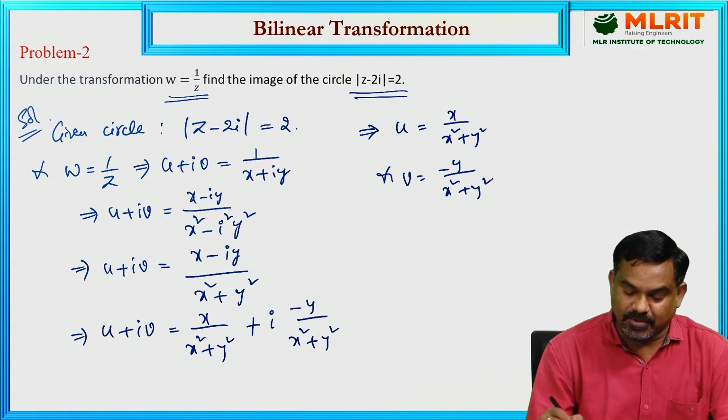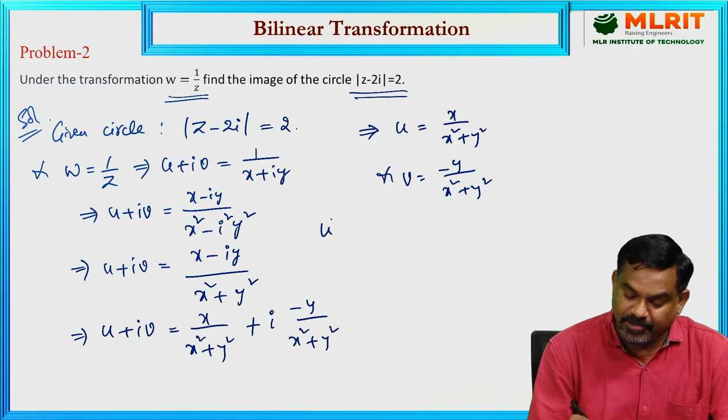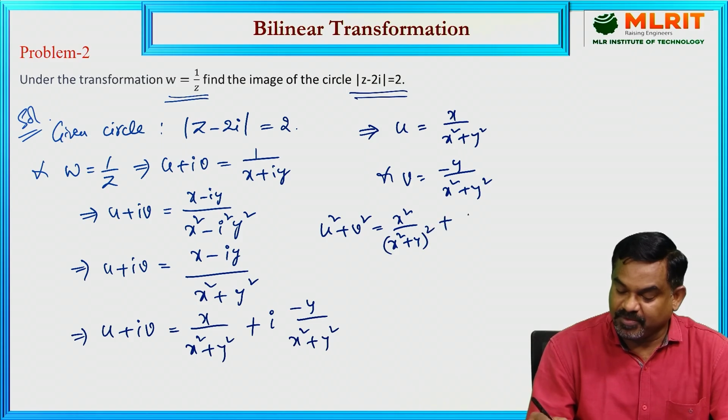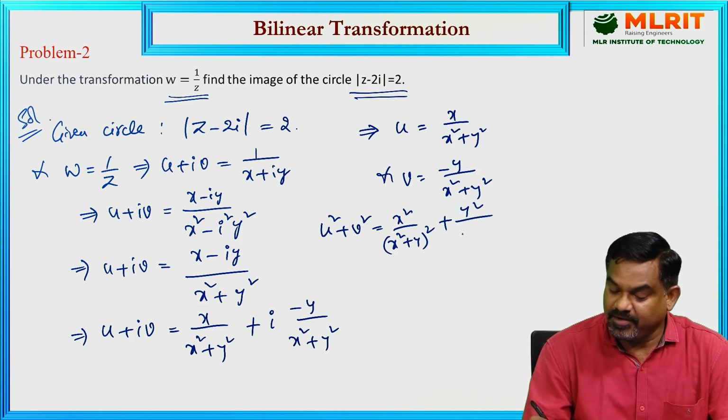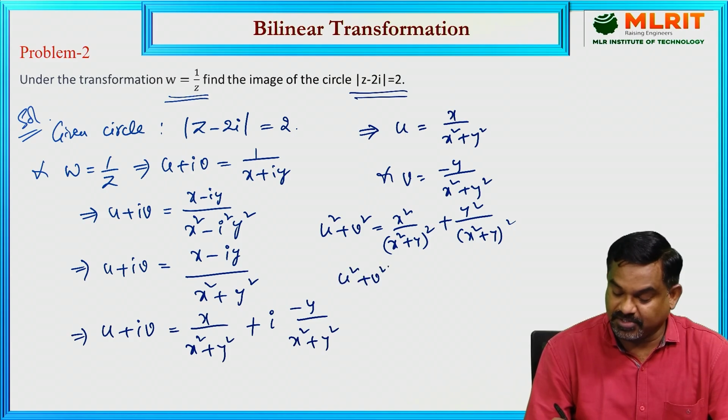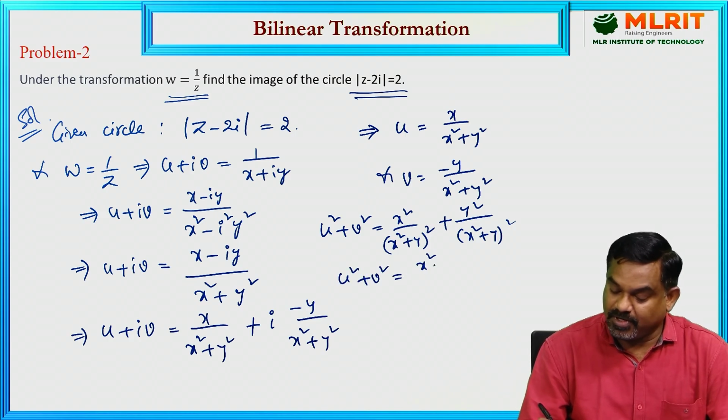Now for example, if we want to find the u square plus v square value, squaring on both sides, this is x square by (x square plus y square) whole square plus y square by (x square plus y square) whole square. So u square plus v square is 1 by (x square plus y square).